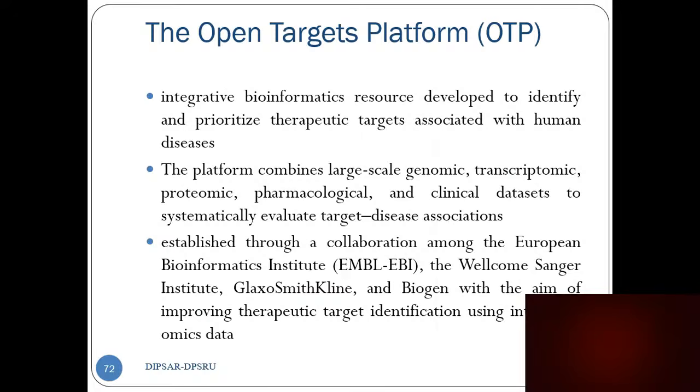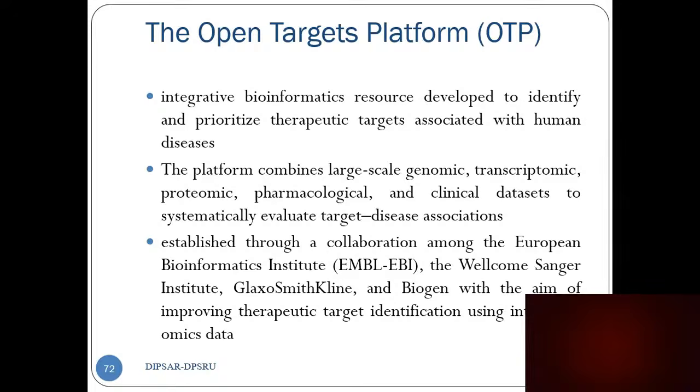Then there is another one, the Open Targets Platform. It's an integrative bioinformatics resource developed to identify and prioritize therapeutic targets associated with human disease. So this platform combines large-scale genomic, transcriptomic, proteomic, pharmacological, and clinical datasets. So all these datasets combined together make one database. That database is the Open Targets Platform, and it's established through collaborations among the European Bioinformatics Institute, Wellcome Sanger Institute, GlaxoSmithKline, Biogen, with the aim of improving therapeutic target identification using integrated omics data.